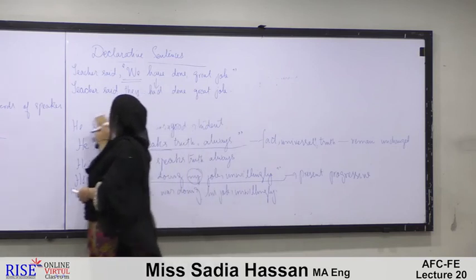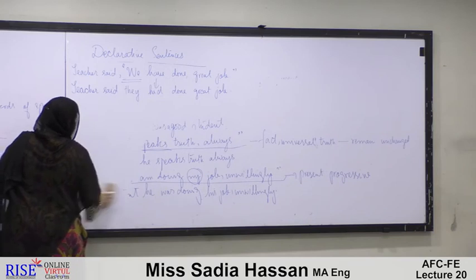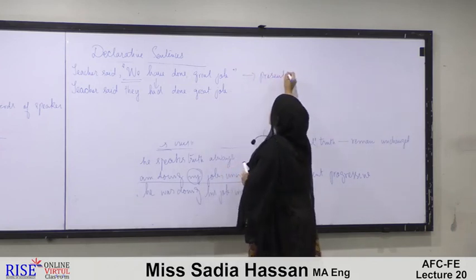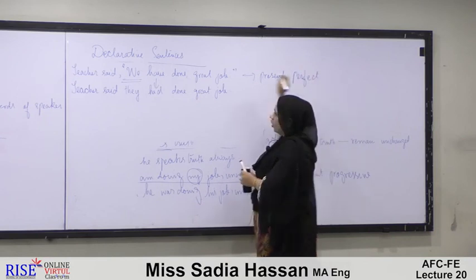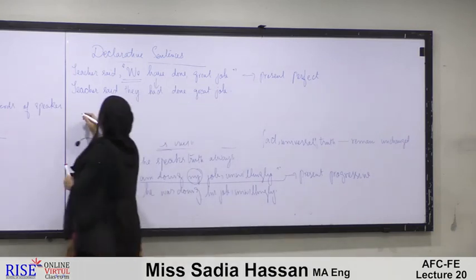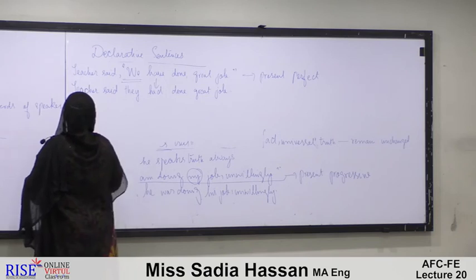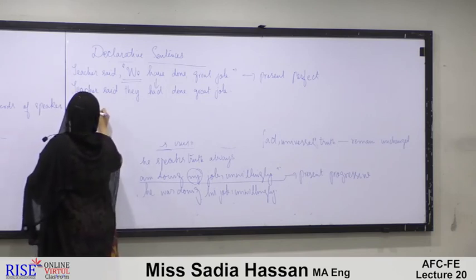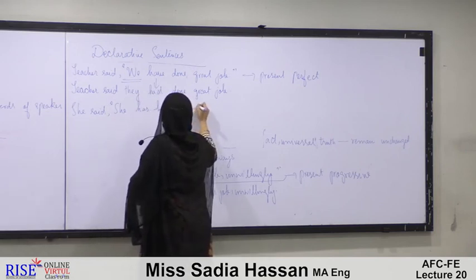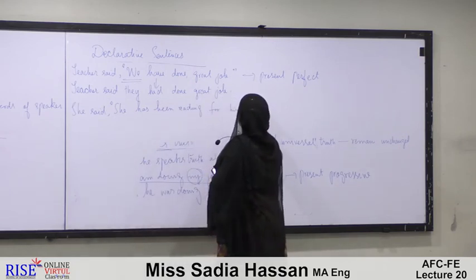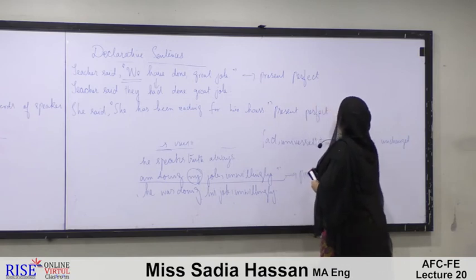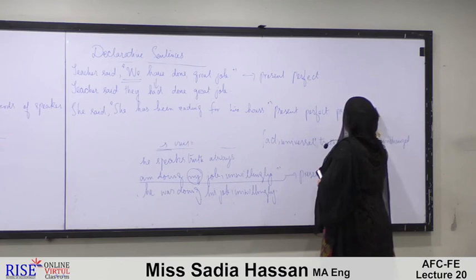Okay. Now we move on to present perfect progressive. This was an example from present perfect. You could take the tense of the sentence as a whole, or you could change it with respect to the helping verb as well. You could learn it any way you like. Okay? Now, last example. She said, "She has been reading for 2 hours." This is present perfect progressive.